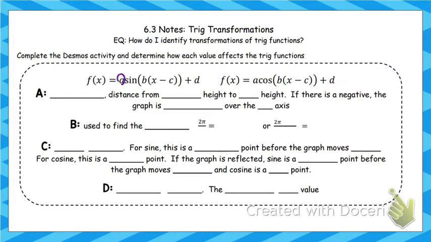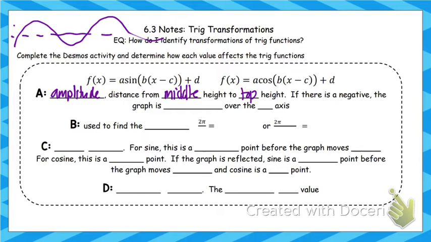Okay, A is the number that's multiplied out in front of either sine or cosine. A stands for the amplitude of the graph. So amplitude is the distance from the middle height to the top height. So for example, if you have your sine graph like this, or cosine graph, whichever one it is, the distance between the middle and the top, that distance is the amplitude.